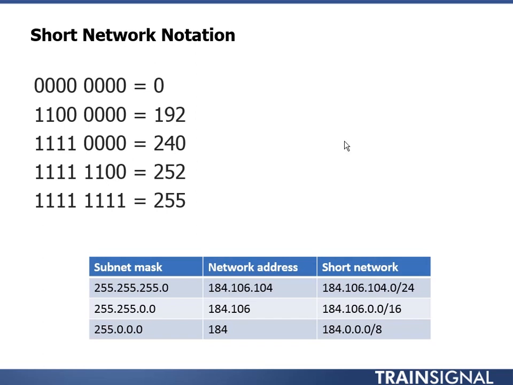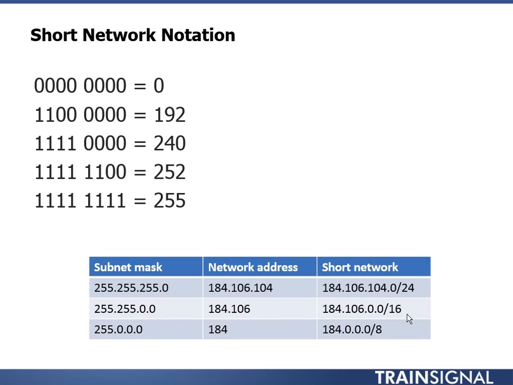So this brings me to the point of this slide, which is short network notation. Instead of writing the IP address 184.106.104.38 and then the subnet mask 255.255.255.0, you can use short network notation, which is to specify the number of ones in the subnet mask. Each 255 represents 8 ones. We have 3 sets of 255. 8 plus 8 is 16, plus 8 is 24. Therefore, we can just add a /24 to the number of the network. Here we have 2 octets that are all ones. That's 16 ones total.